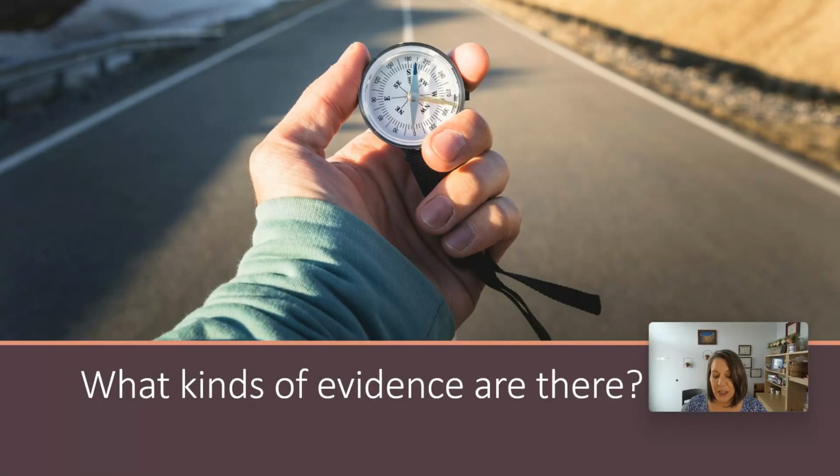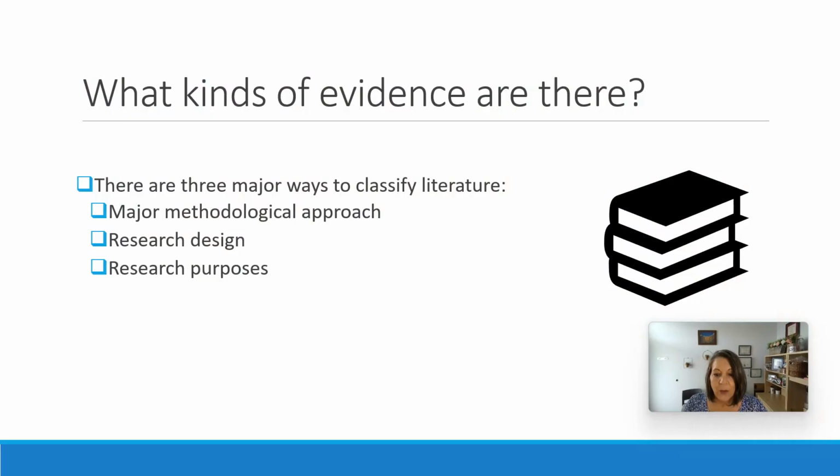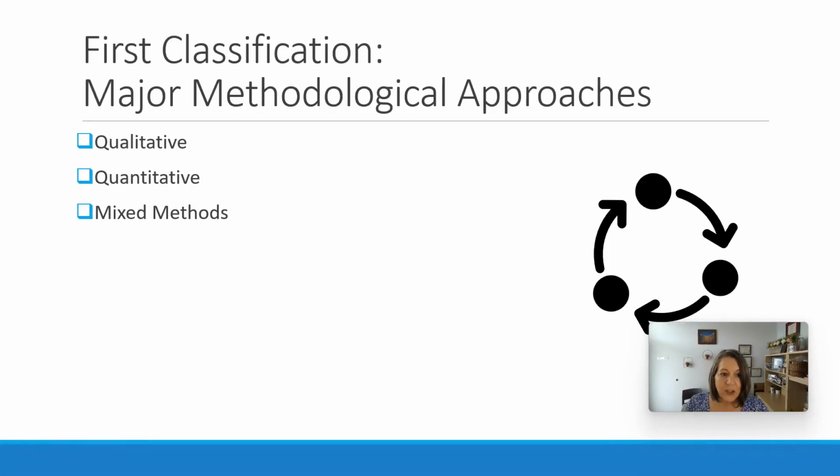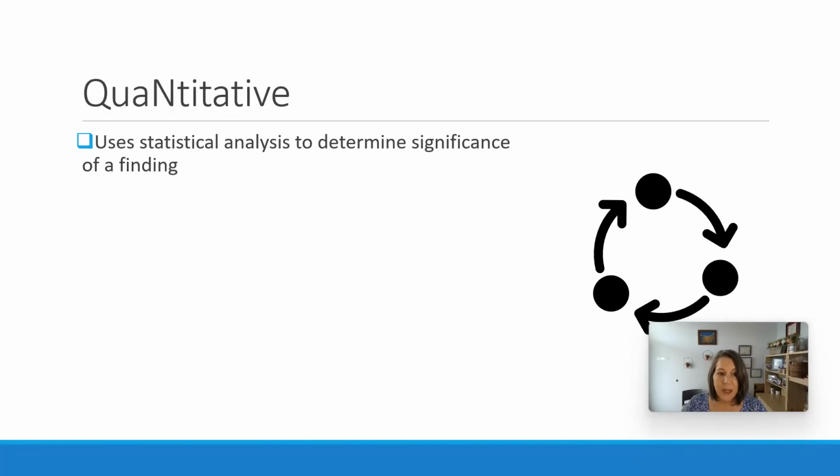So what kinds of evidence are there? We're going to take a look at this. How do we categorize the evidence that we are finding? Well, you're probably going to know categorization by major methodological approach, qualitative, quantitative. But did you know there's some other ways to classify research as well? So let's take a look first of all at the major methodological approaches that you're probably the most familiar with: quantitative, qualitative, and mixed methods.